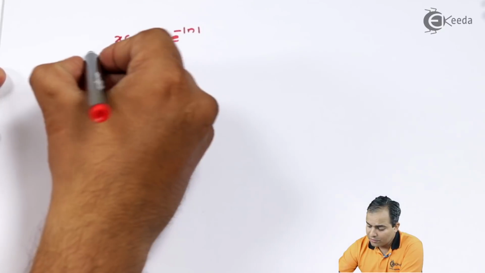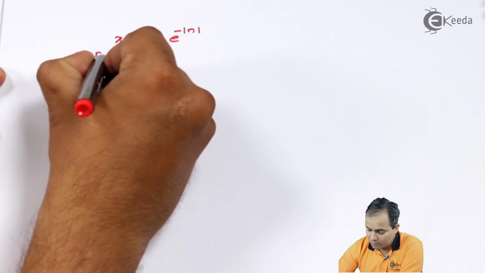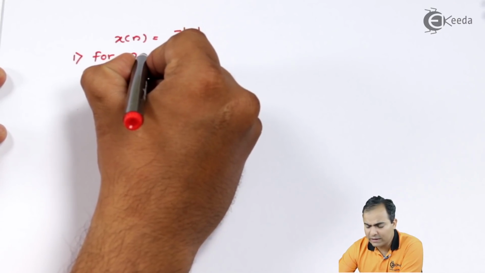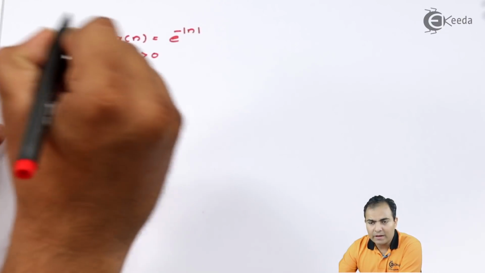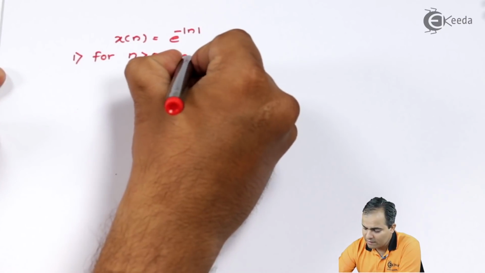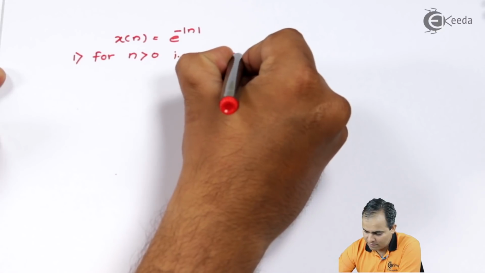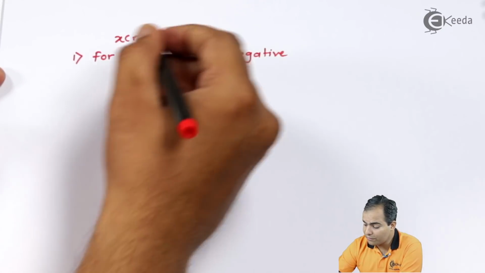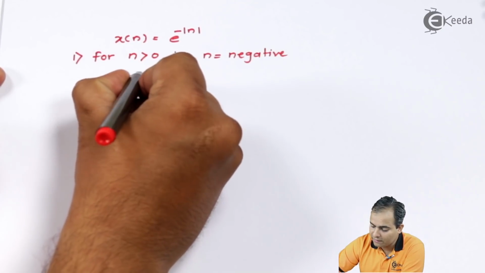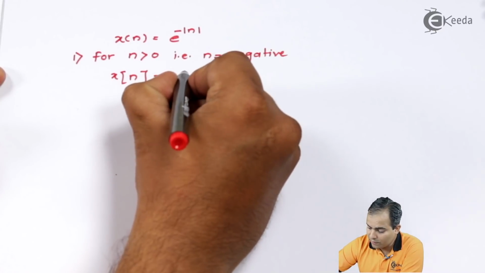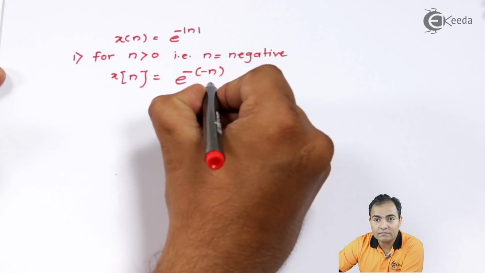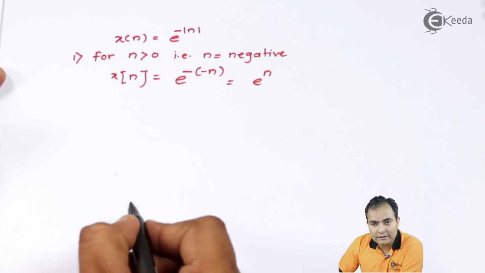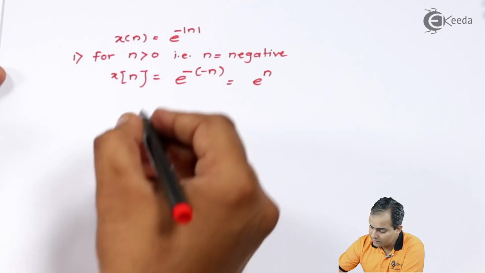Now let's say first case, I'll choose n value is negative, or I'll say n value is less than 0. Less than 0 means n is having negative values. So for negative values, this function is represented as x of n is equal to e to the power minus of minus n. So the power of e will be plus. Now we'll draw the graph for this.